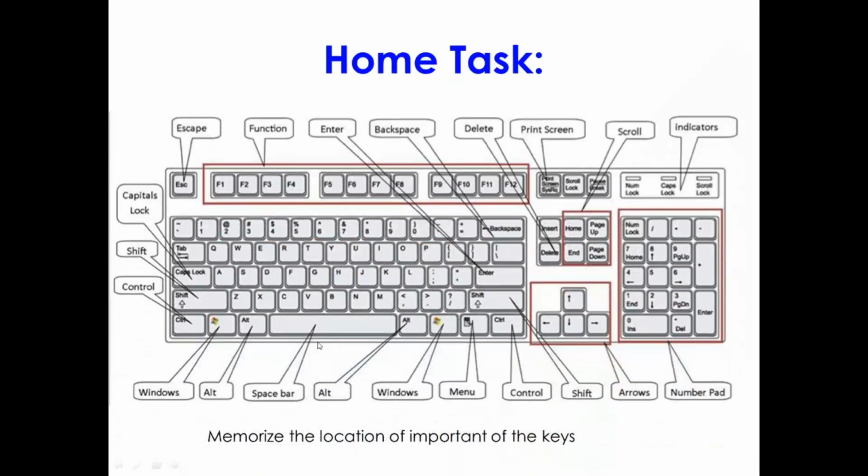Your home task: you need to memorize the location of the important keys, and it's better if you can print this page and just remove the names from here, and you try to write the names of these keys. So this is your home task. You try to print this from here till here and just remove this, and you try to write it yourself. Try to write the names yourself, and this is your home task.